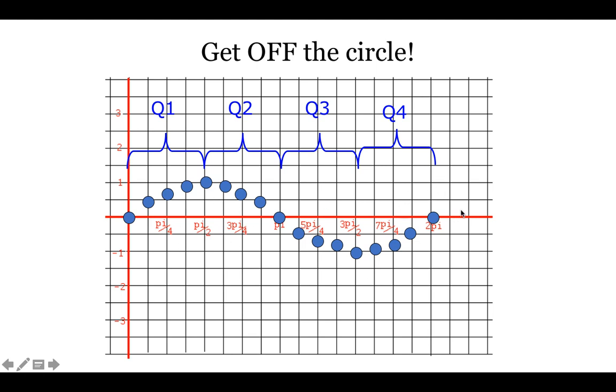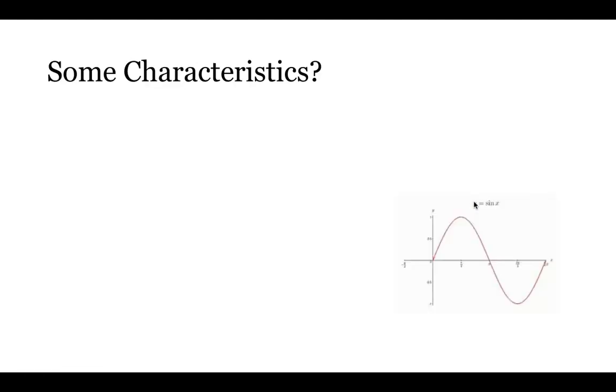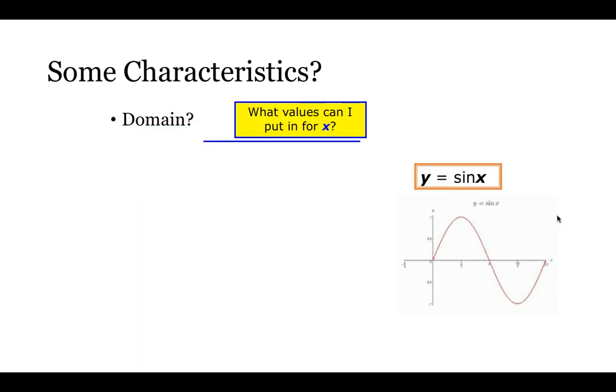This right here, what you're looking at, is what a sine graph looks like. Like this is a sine function. So some characteristics, right? So here is a sine function. Here's one rotation around the circle. What is the domain of this? What values can you put in for x?